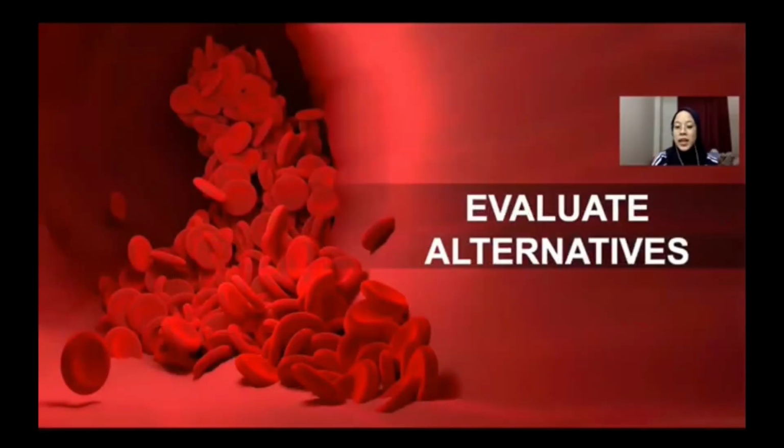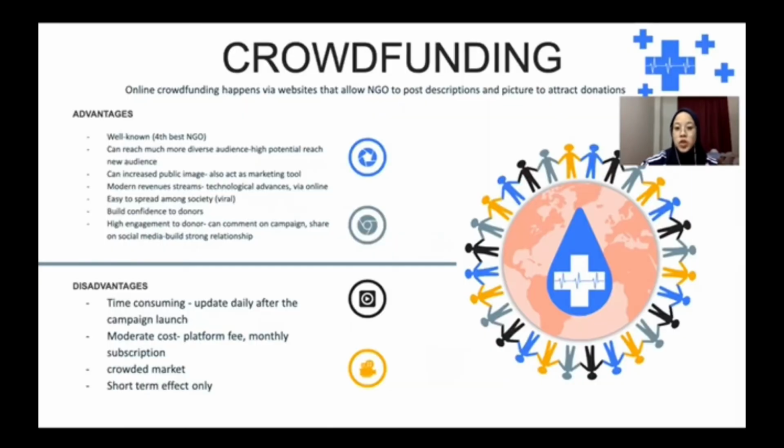Thank you, Brother Azri. So next, I will be explaining the evaluation of alternatives, which will list the advantages and disadvantages of each alternative. The first alternative chosen is crowdfunding. Basically, crowdfunding is a way to raise money from a large group of people, either online or in a physical way. In this case, we are focusing on online crowdfunding that happens via websites that allow NGOs or LLS to post descriptions and pictures to attract donors to donate money.